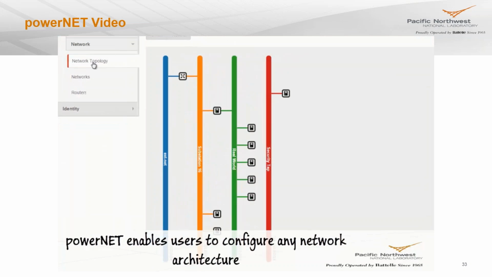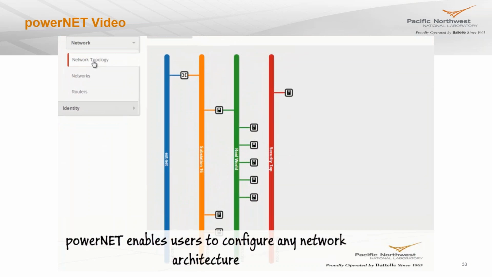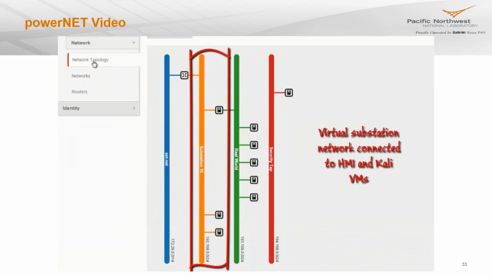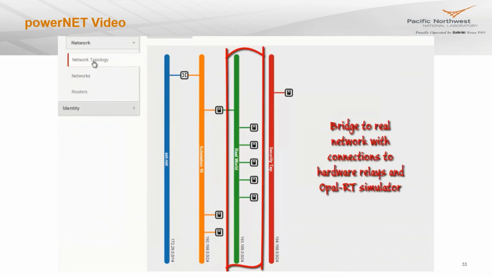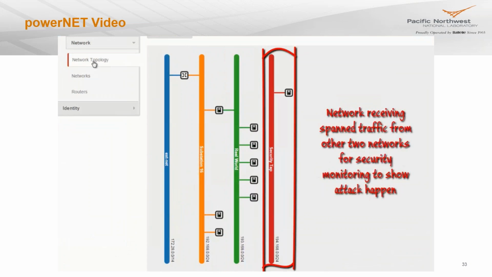But to do that, you need to be able to have network access. So this is showing you the various networks in this experiment. The first one is that physical LAN. The second one in green is the OPAL-RT and the virtual environment. And lastly, this utility that we're modeling actually has a security overlay.